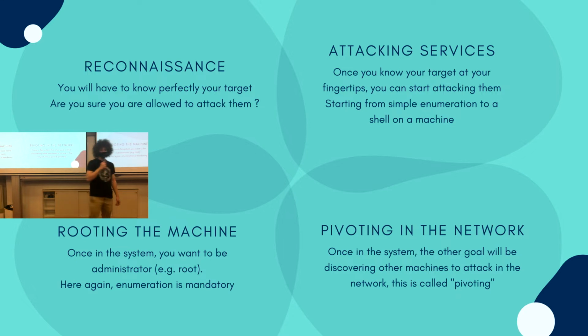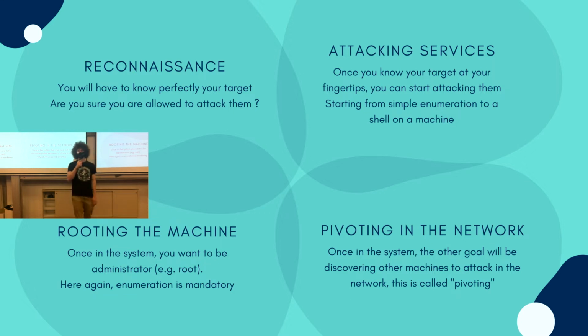Once you have all the information you need, you can start attacking services. You start with simple enumeration, and you can finish with a shell on a machine or shells on multiple machines. A shell, for your information, is when you can execute code on a server. Once you can execute code on a server, it's called remote code execution. You want to be administrator of the machine. On Linux machines, the administrator user is the root user.